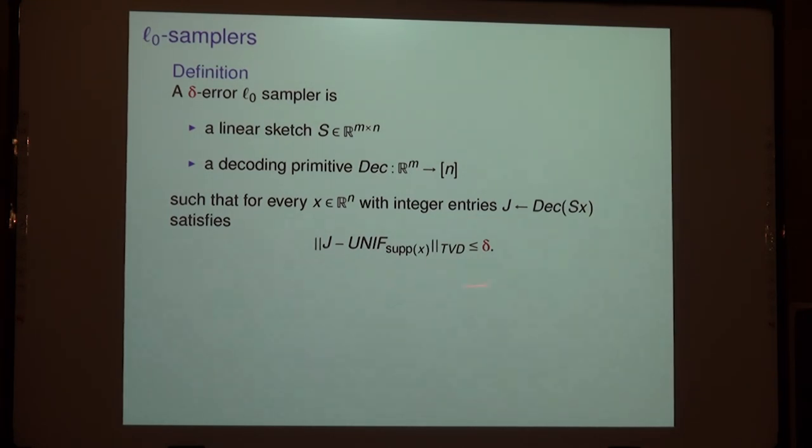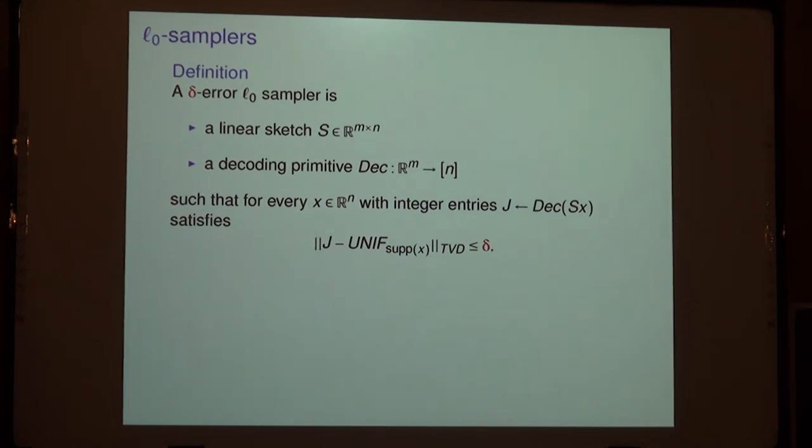If you haven't seen total variation distance before, don't worry about this too much at this point. Just think of this as an algorithm that fails with probability delta at most. Fails means that it either gives up and tells you I don't know, or just gives you some garbage without even telling you that this is garbage. And if this failure event didn't happen, and we can set it to be pretty unlikely, then you just get a uniformly random sample from the support of your vector x.